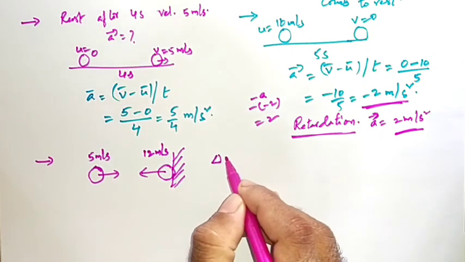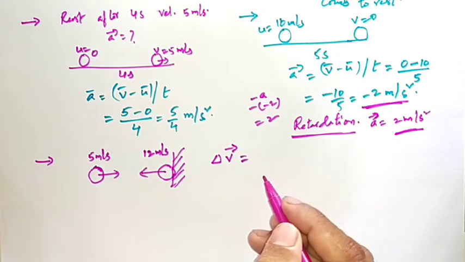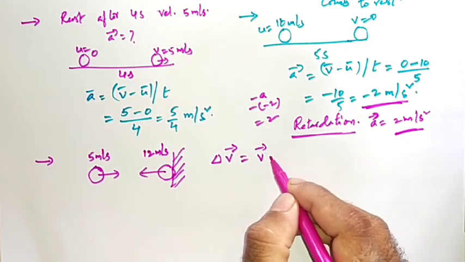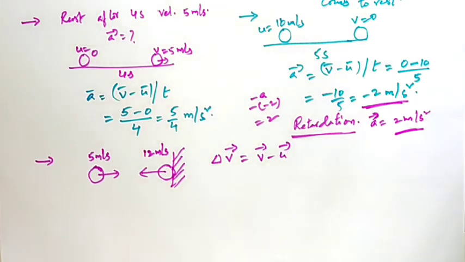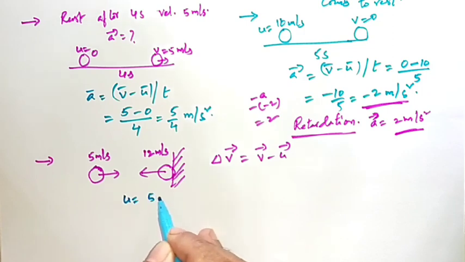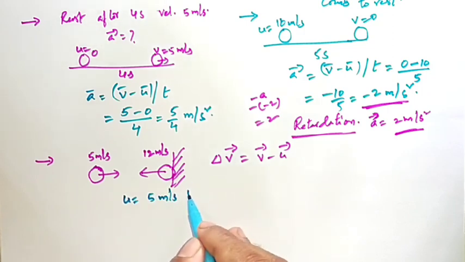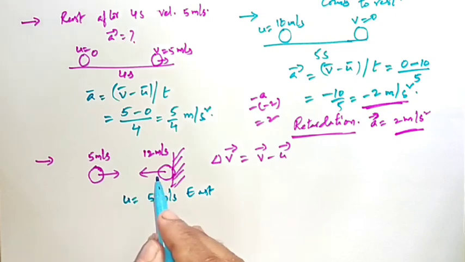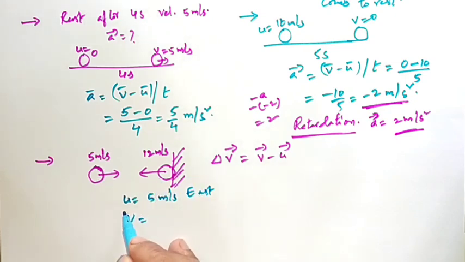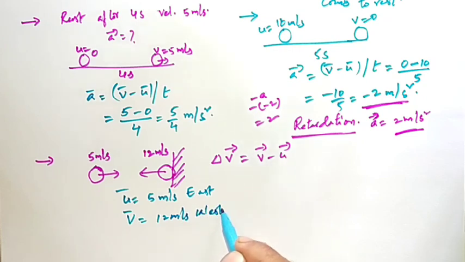Now, what is the change in velocity? I want to calculate. Change in velocity is nothing but v minus u. First, write what is the initial velocity and final velocity. Initial velocity I am taking 5 meters per second east. What is the final velocity? 12 meters per second west. You take east as positive, west as negative. Then v will be minus 12 meters per second east. Can I write that or not?